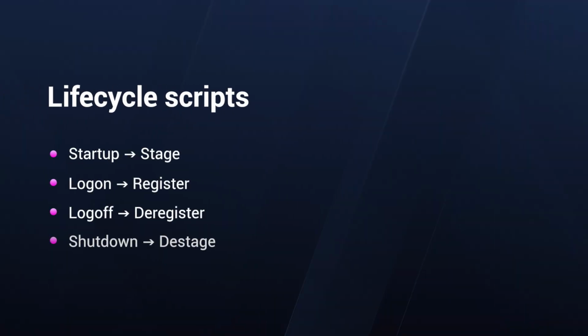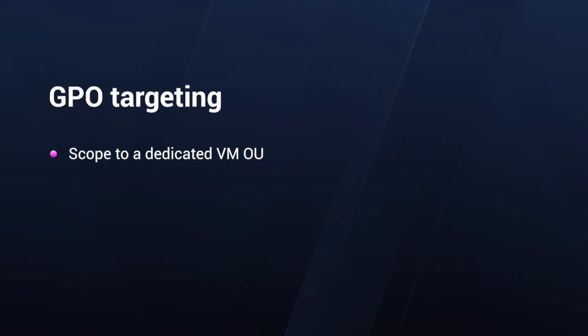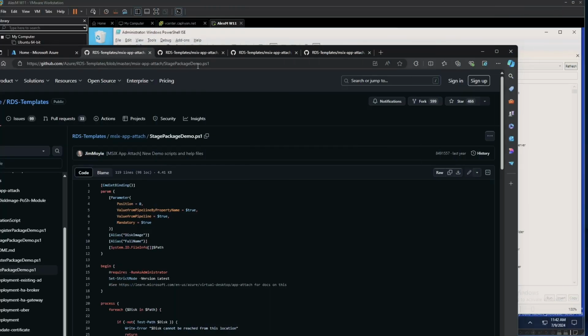Once all of this is done, we will need 4 PowerShell scripts to manage the lifecycle of our application. A startup script, which runs the stage script, a logon script, which runs the register script, a logoff script, which runs the deregister script, and a shutdown script, which runs the destage script. You need to customize the scripts to fit your environment and then add them to the group policy objects, targeting your virtual machines. Typically, these VMs reside in a dedicated organizational unit in the Active Directory to ensure specific policies are applied. To show you how these scripts look, they can be found on Microsoft GitHub page.